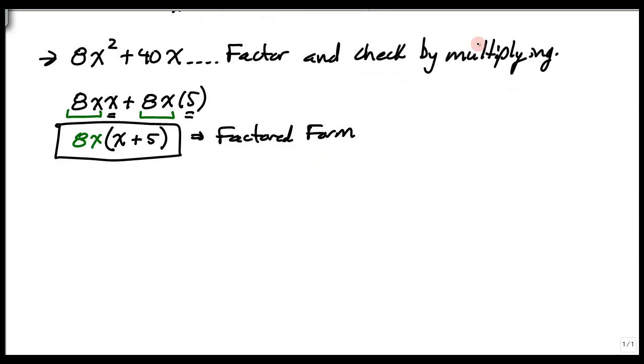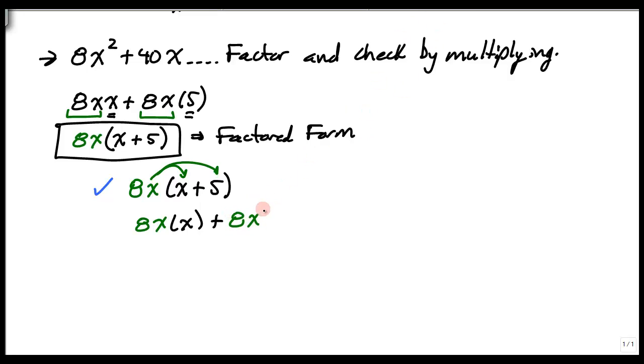Now, it's a good idea to check your work, especially on a test. You don't want to get a problem like this wrong when you could just quickly check your work. So what we would do to check our work is we'd take the 8x times the quantity x plus 5, and then we take this value of 8x and we distribute it to every term in the binomial. So I end up with 8x times x plus, here's our plus sign from here, 8x times 5. So 8x times x is 8x squared. 8x times 5 is 40x. So this checks because it's originally what I started with in the problem I was given.